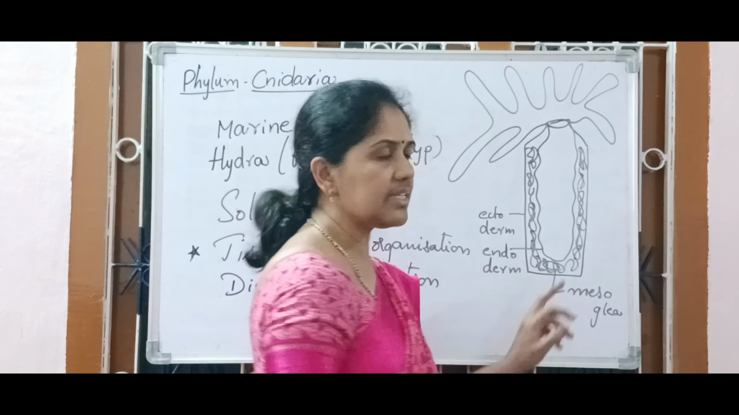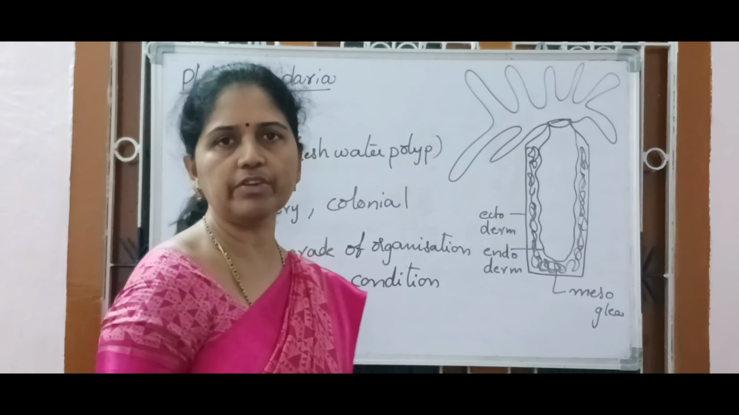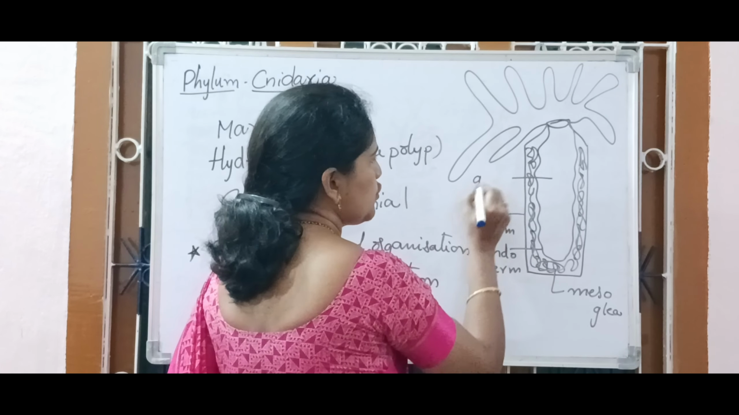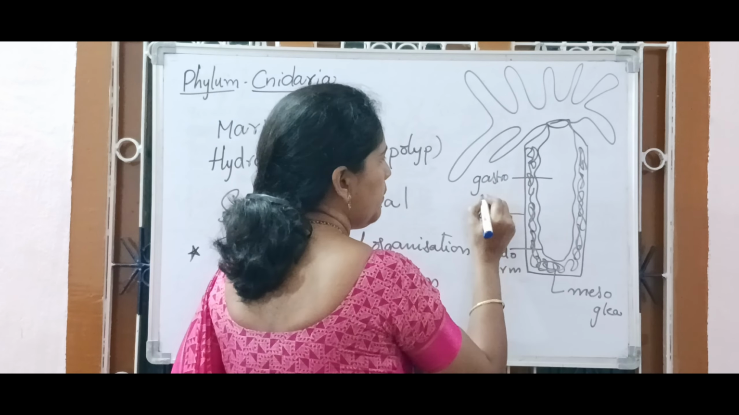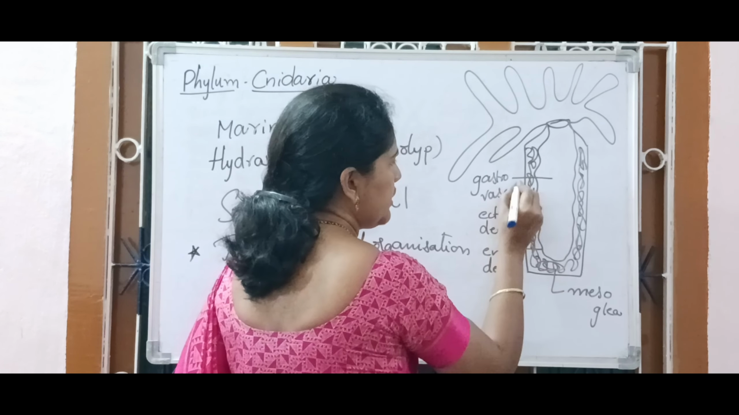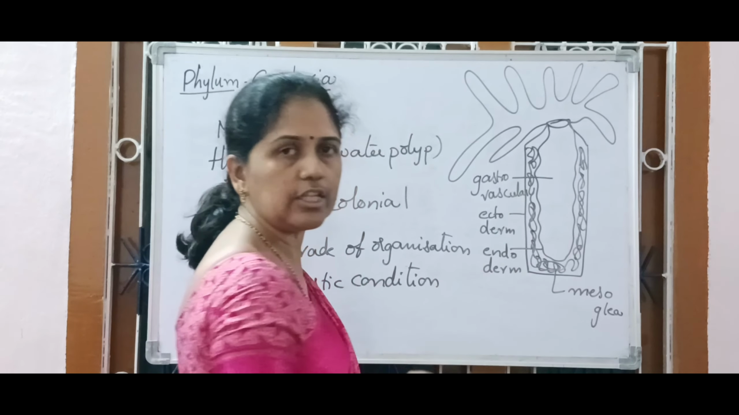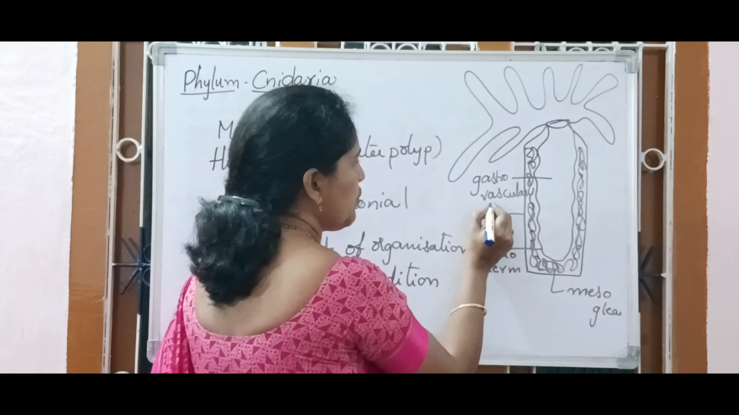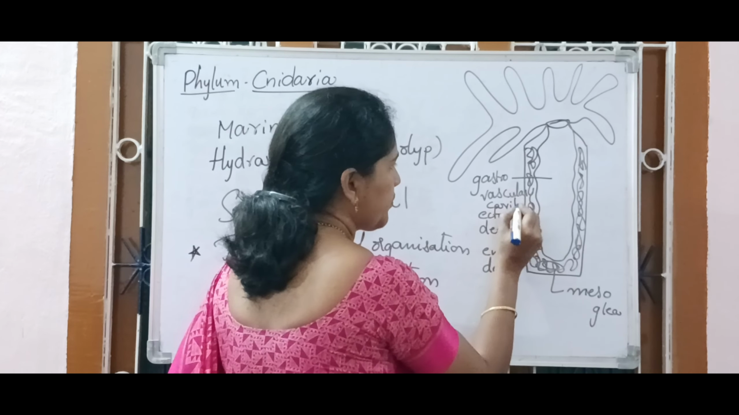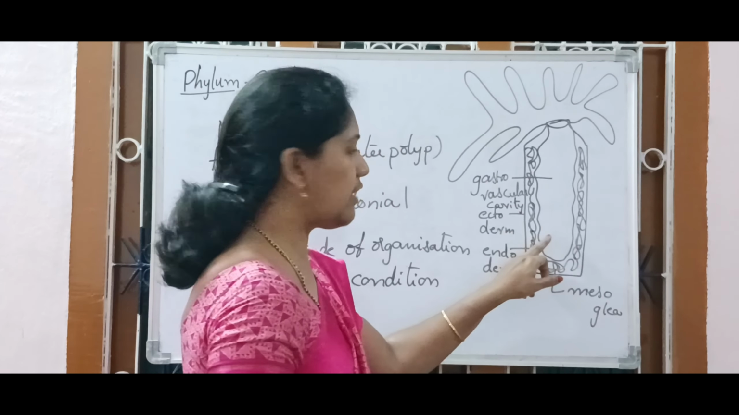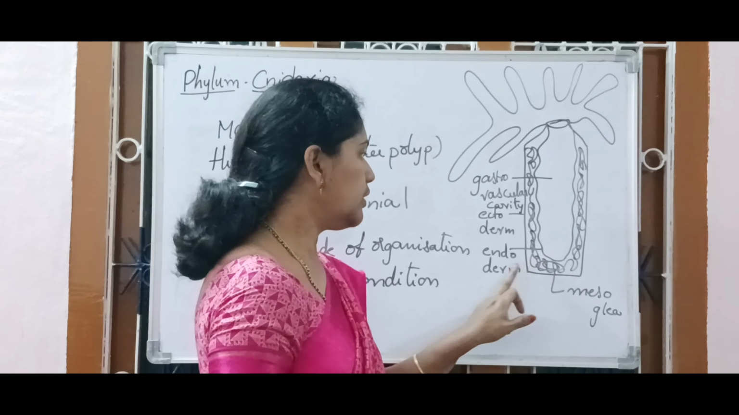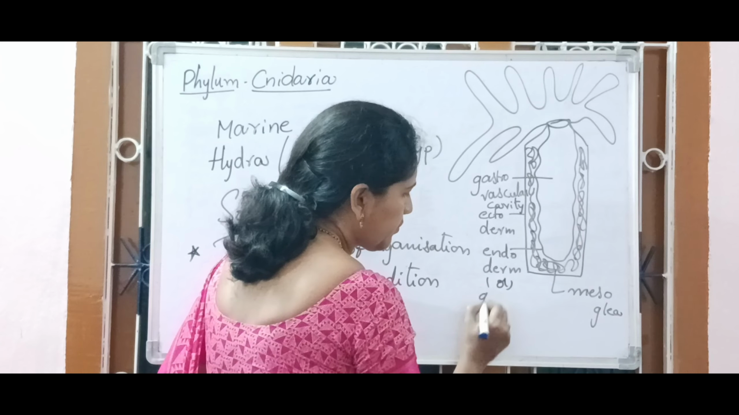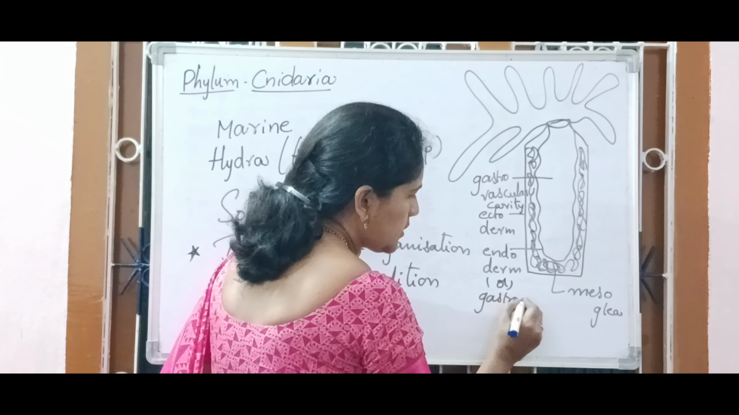Now when we observe, there is a cavity present inside. This cavity is known as the gastrovascular cavity, because it performs two activities: one is digestion, another is circulation. That's why this cavity is known as the gastrovascular cavity. As it is lined with the endoderm, the endoderm is also known as the gastrodermis.